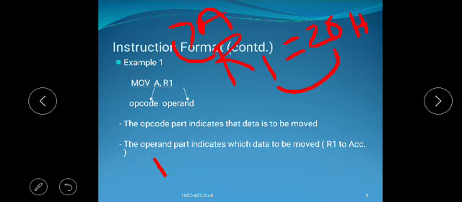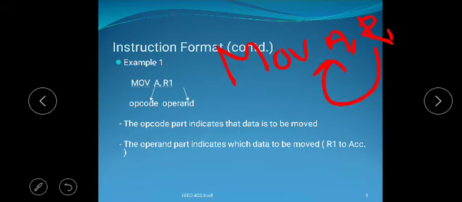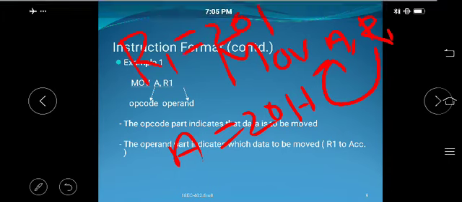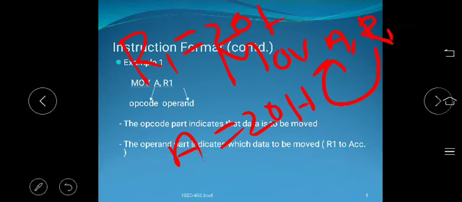Then we use MOV A, R1. The resultant value is stored in the A register. That means A, which had 20H, now gets the value from the R1 register, which has 21H. This value is moved to the A register by using the MOV instruction.